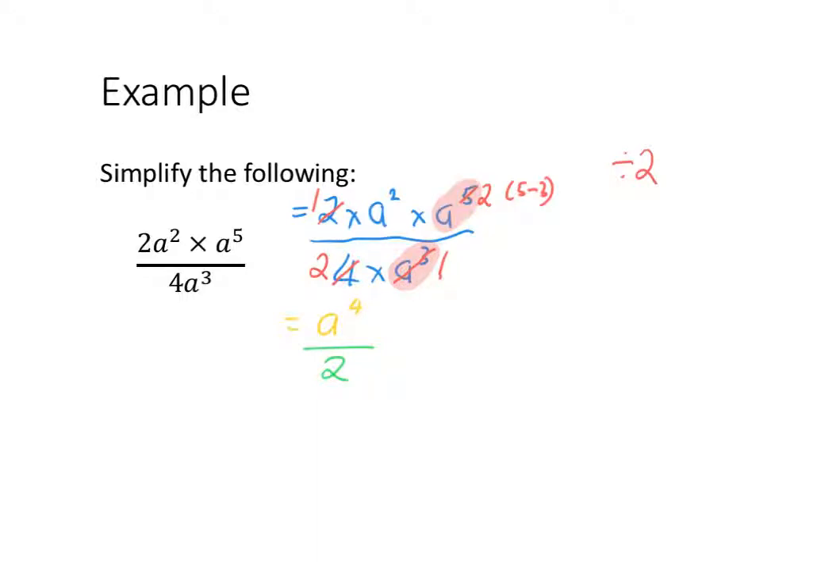So 2a squared times a to the power of 5 divided by 4a to the power of 3 simplifies to a to the power of 4 divided by 2.